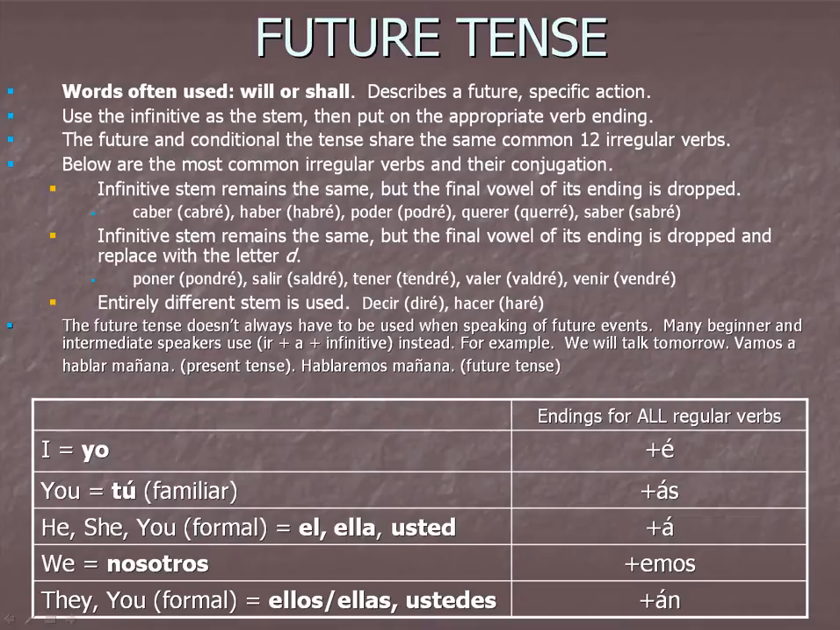So an example would be, we will eat tomorrow. You can say, vamos a comer mañana, which is the present tense. Or you could say, comeremos mañana, which is the future tense. They both basically mean the same thing, but it's good to practice the future tense. Also, notice for writing purposes, the nosotros form is the only one without an accent.